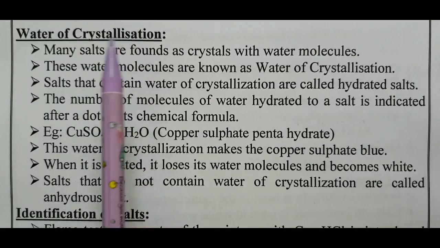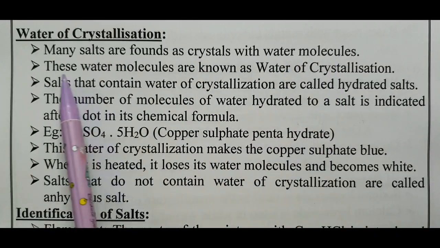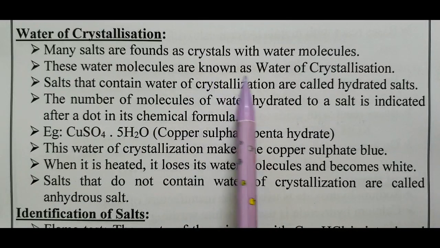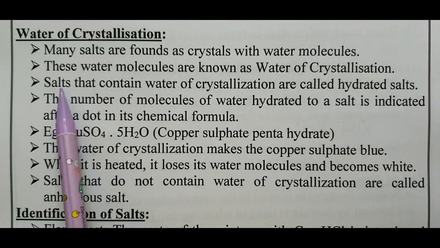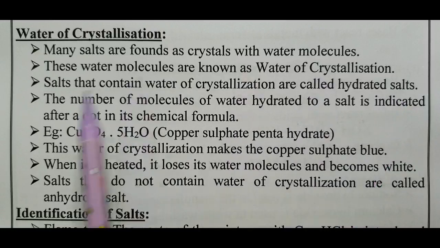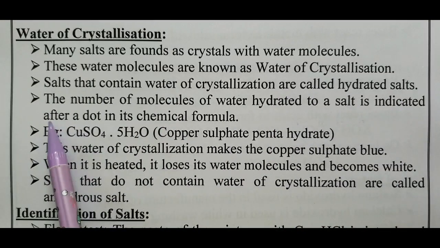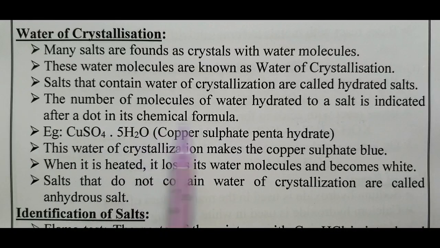Water of crystallization. Many salts are found as crystals with water molecules. These water molecules are known as water of crystallization. Salts that contain water of crystallization are called hydrated salts. The number of molecules of water hydrated to a salt is indicated after a dot in its molecular formula.